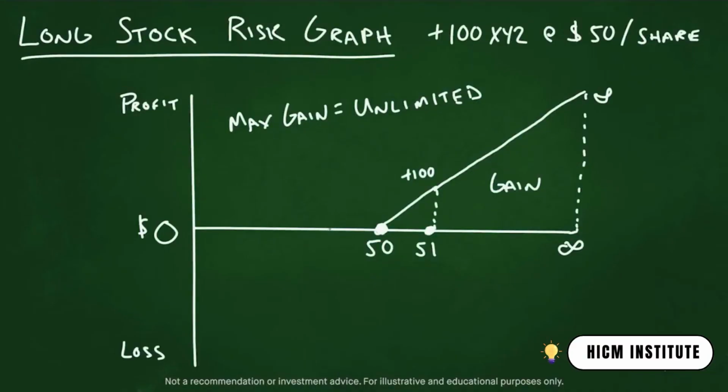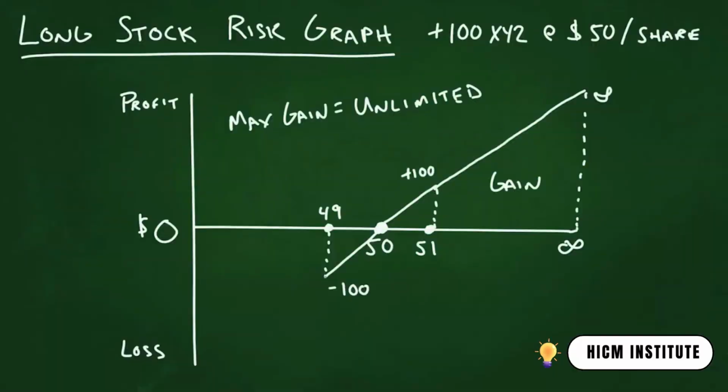Now, what about the downside, right? What happens if the stock goes down? And trust me, stocks do go down, and so we have to always worry about that risk. Well, if the stock goes to 49, there we go. Just like on the upside, if the stock goes down $1, well, we lose $100.